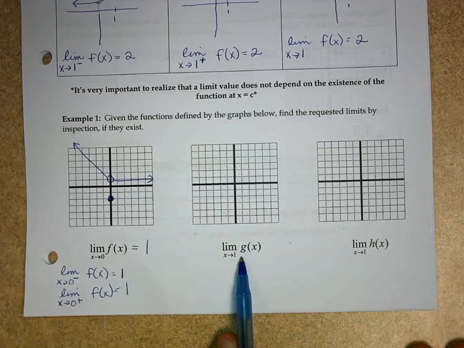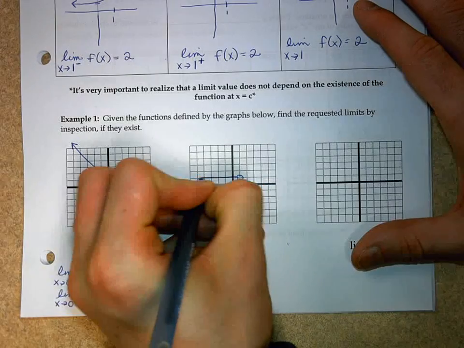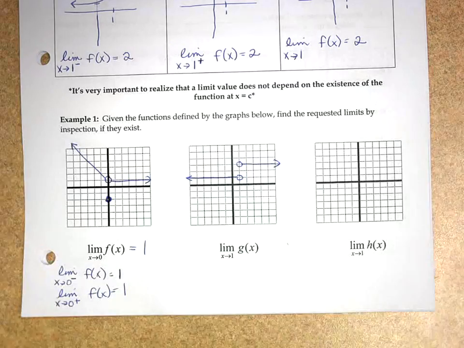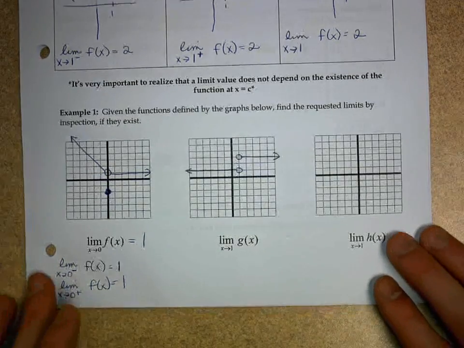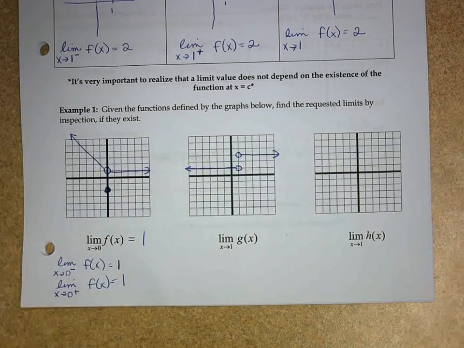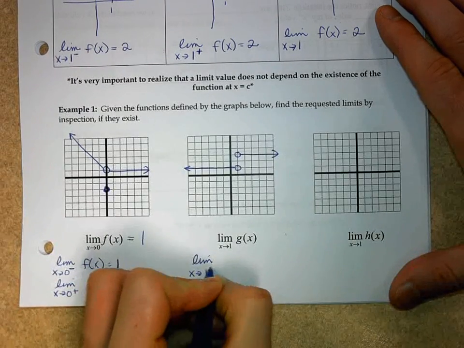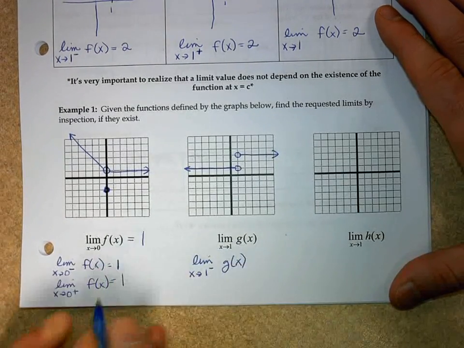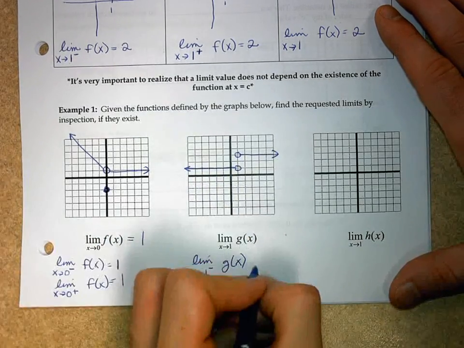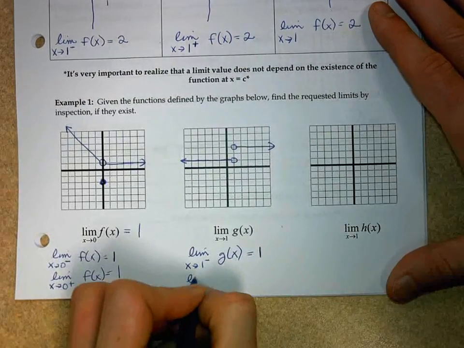The second one here, the limit as x approaches 1 of g of x. Let's put g of x as being right here, and then right there. So once again, I need to compare my left-hand limit and my right-hand limit. So the first one, the limit as x approaches 1 from the left of g of x. As I get closer and closer to my point of interest from the left-hand side, I can see my output is 1, or the y value is 1.